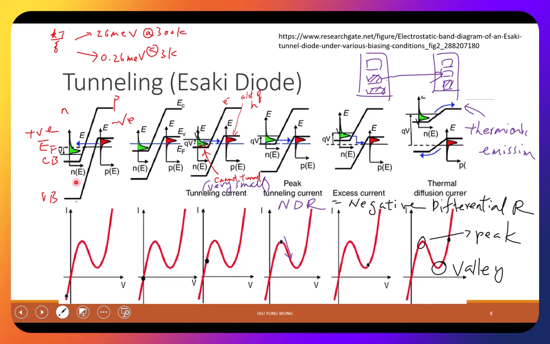And then don't mess up the band gap, forward bias, reverse bias. And I hope that you can understand how you get negative differential resistance. If you forgot, not a big deal, but at least you know there's something called negative differential resistance. Okay, any questions?